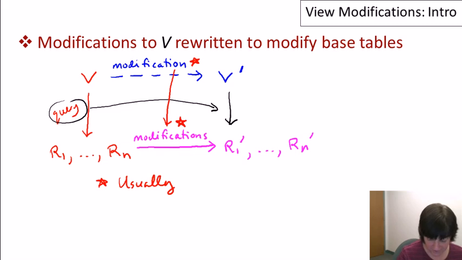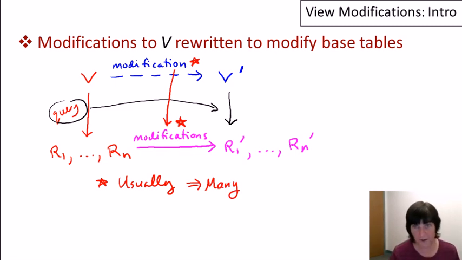Usually there is a translation that works for us, and we'll see some examples of that in our demos. The problem actually is that there's often many such translations, and so we don't know actually which one the user intended.